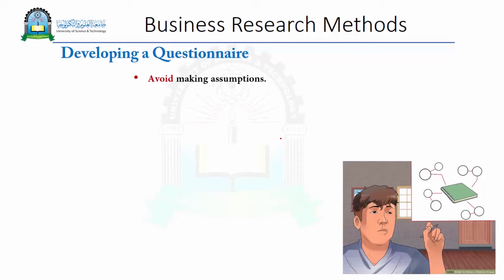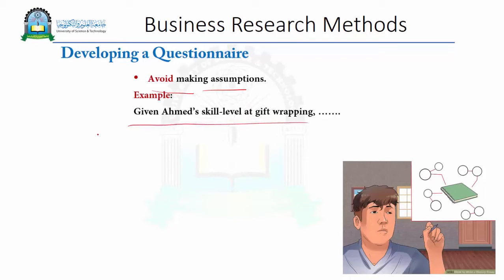Another point, the second to last, in developing the questionnaire is to avoid making assumptions. So don't make assumptions in the questionnaire. For example, "Given Ahmed's skill level at gift wrapping" is an assumption. You are introducing something about Ahmed, his skill level at gift wrapping, so you are guiding the respondents to an assumption.